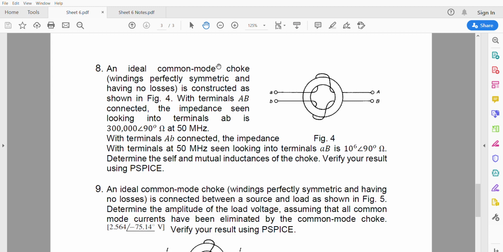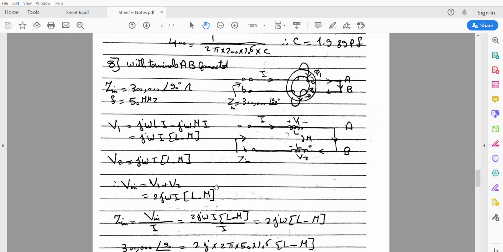So let's classify it into simple parts first. First, AB terminals are connected, capital AB terminals are connected, and the impedance from here is given as 3000 angle 90 at frequency 50 MHz. So in the first circuit, we found that AB now is connected, and the input impedance from here is given by this value at frequency 50 MHz.